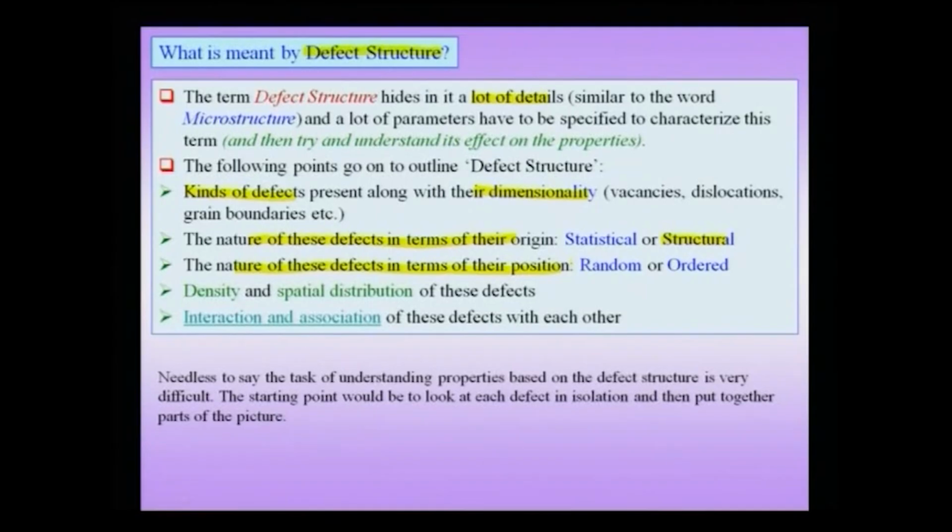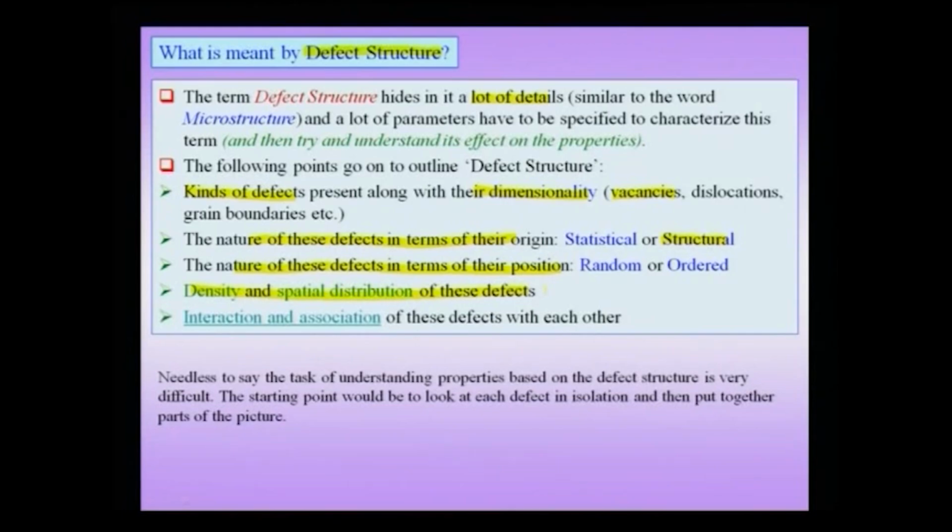We need to understand the nature of these defects in terms of their position. In other words, are these defects random, are they ordered, and how would the properties differ with respect to a single defect? Let me take an example of a vacancy: how a random vacancy would be different from an ordered vacancy. I need to know the density of these defects and their spatial distribution.